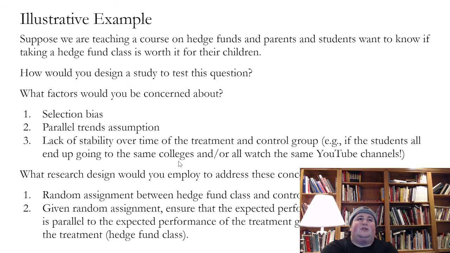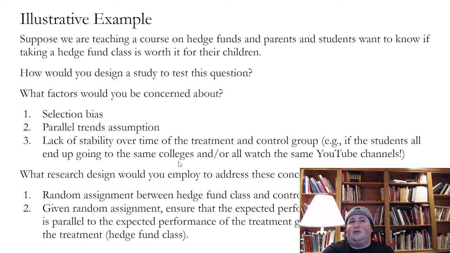Okay, illustrative example. Suppose we were teaching a course on hedge funds and parents and students want to know if taking a hedge fund class is worth it for their children. How would you design a study to test this question? What factors would you be concerned about? In this case, you could imagine a difference-in-difference research design could be one possible research design to look at, right? So what factors would you be concerned about?